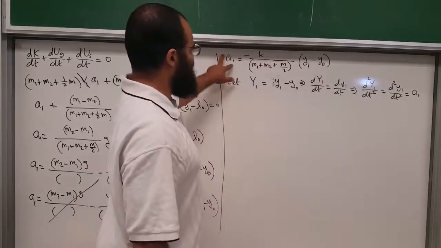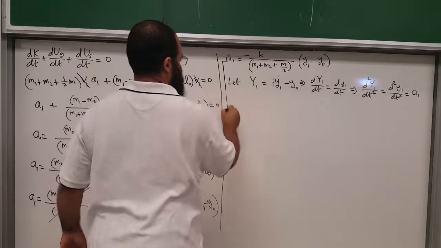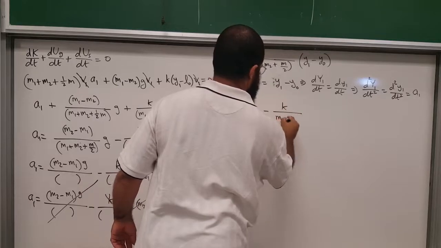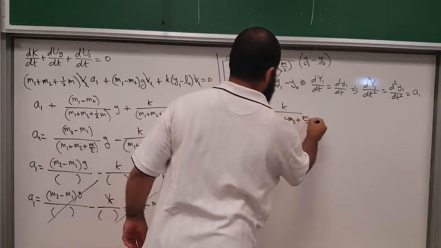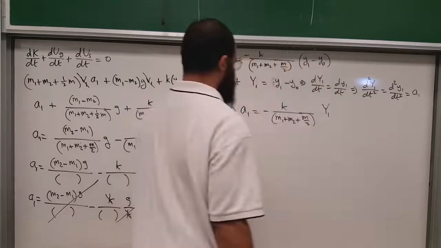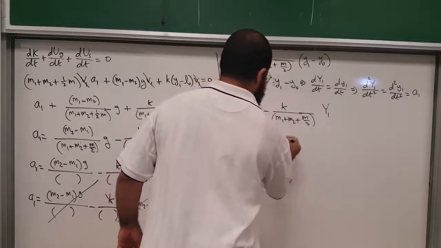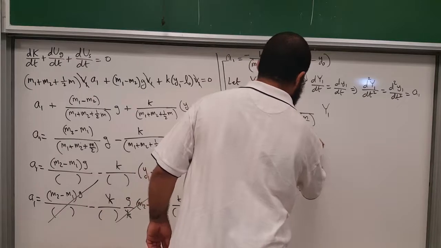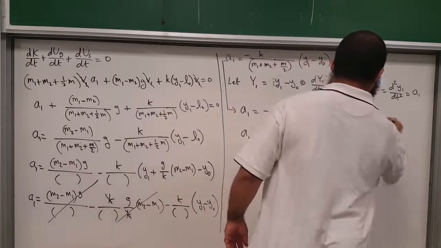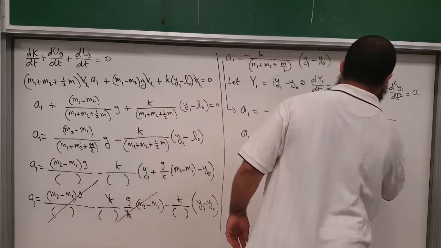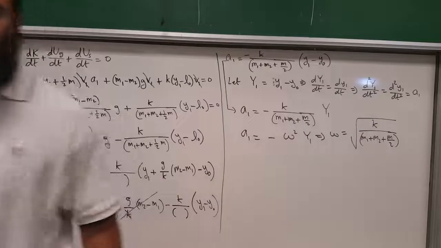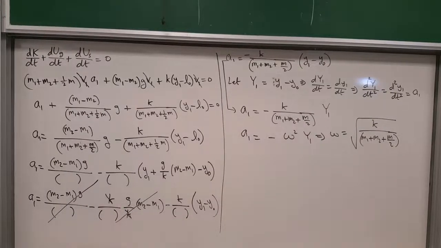So I'm going to write here this a1 will equal to negative k divided by m1 plus m2 plus m over 2, and then y1 minus y0, I'm going to call it again Y1, and so you have a1 will equal to negative some constant here, I'm going to call it omega squared Y1, and therefore omega squared, or omega itself, would be the square root of k over m1 plus m2 plus little m over 2, and that's the frequency or the angular frequency of small oscillations. Okay, that's the end of this problem.